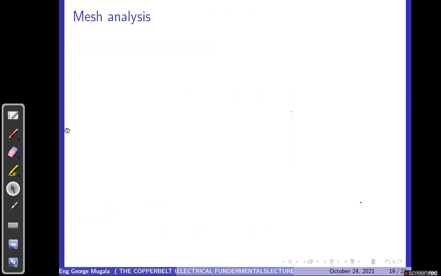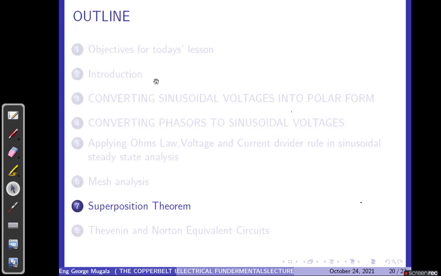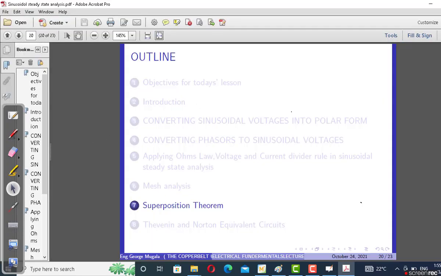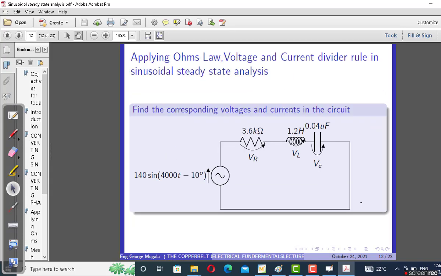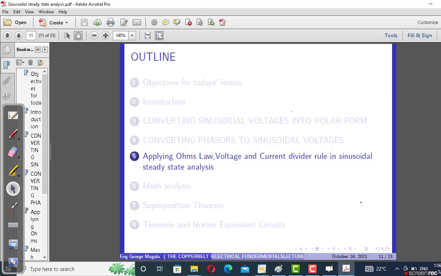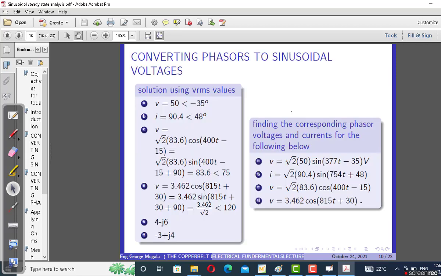Okay, where is this now? I want to see this. How do we change into polar form? Let me just exit a little bit, because I went ahead without looking at this. Yeah, so now I want, yeah, this is it. Converting the phasors to sinusoidal, not this one. Sorry about that.